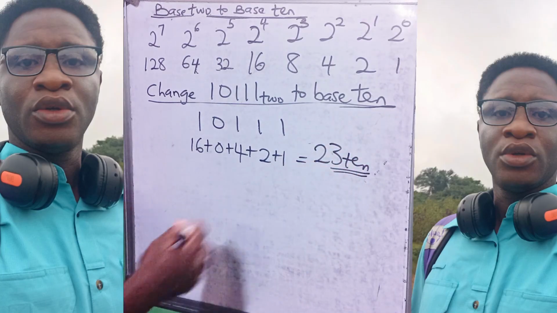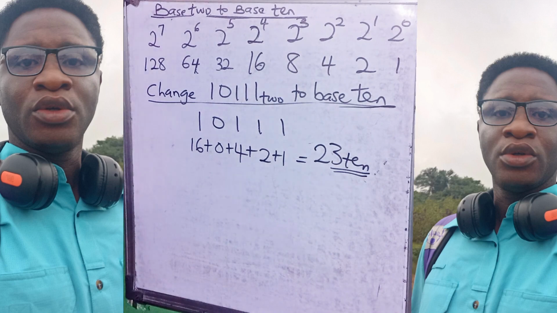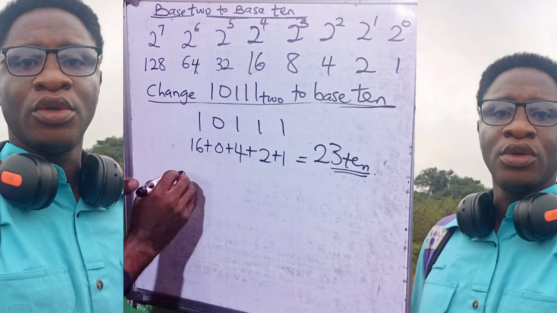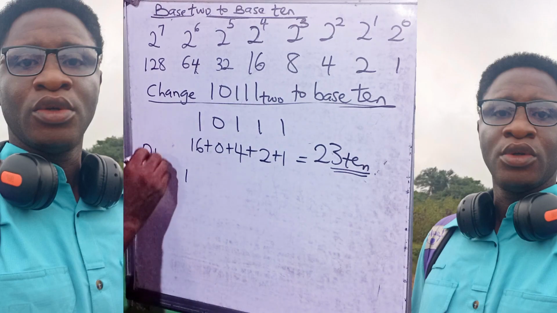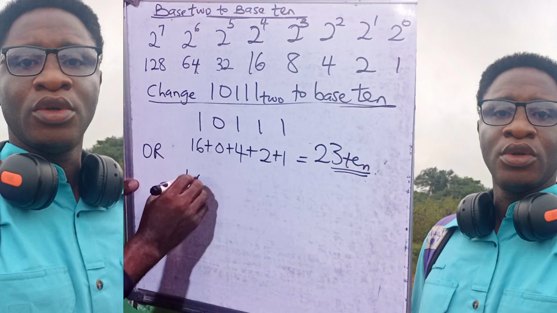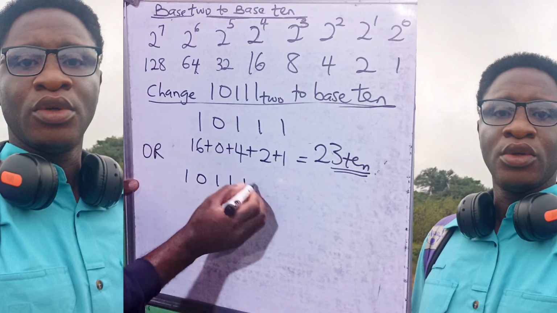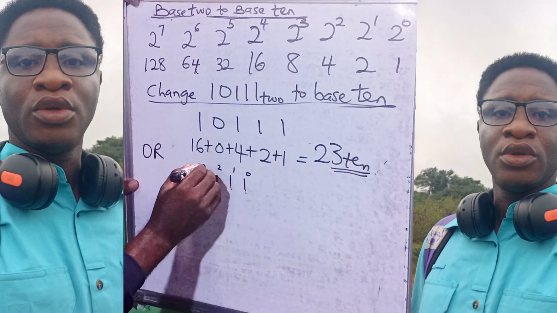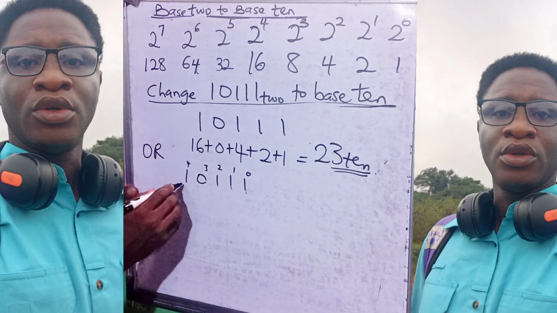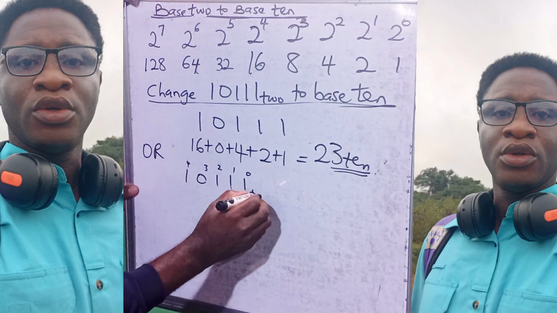Some love this method. See, this is simple. Your own is that first do this one first, then you get your answer. But there are some that still go to certain level. They will say, okay, you can use this. It's still the same, 1, 0, 1, 1, 1. So you start from 0, 1, 2, 3, 4. Are you seeing it?